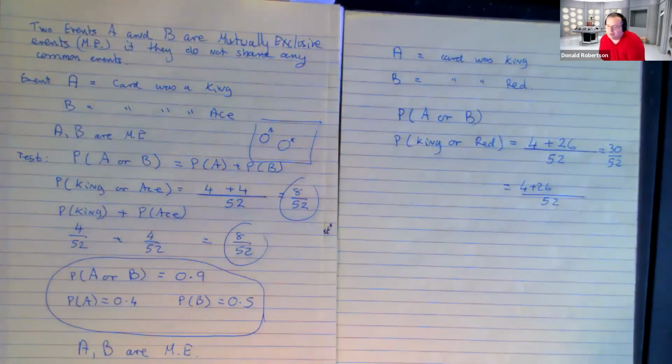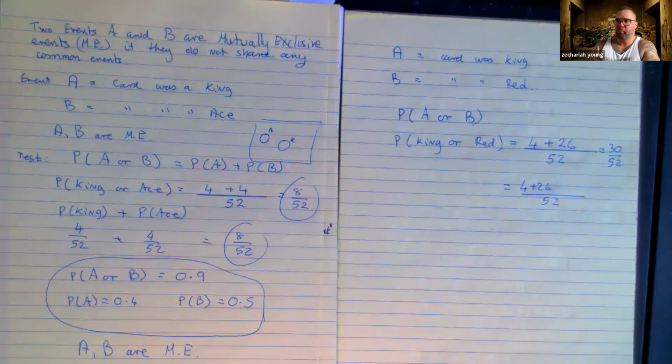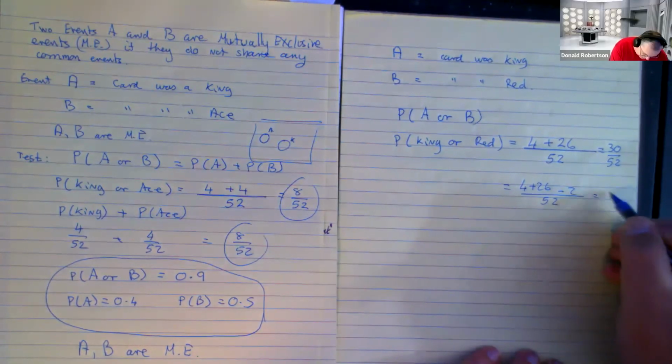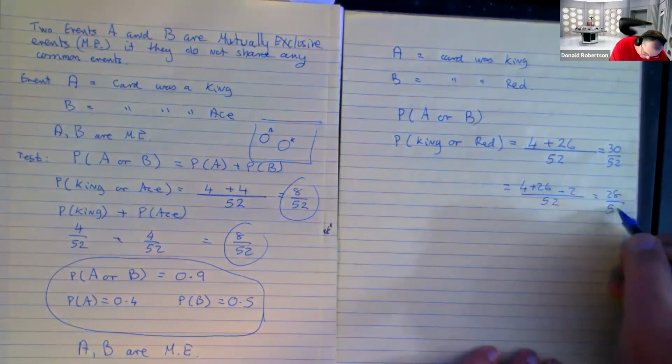I call this double dipping. Aren't you counting kings and reds twice? Aren't some cards being counted twice? How many red kings are there? 2. So shouldn't the correct answer be 28 out of 52?